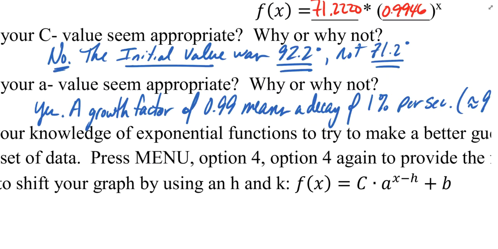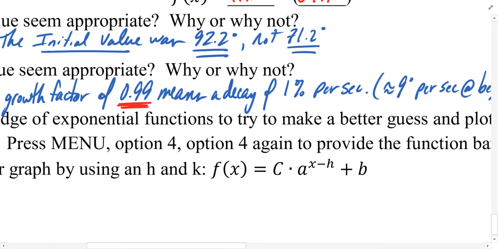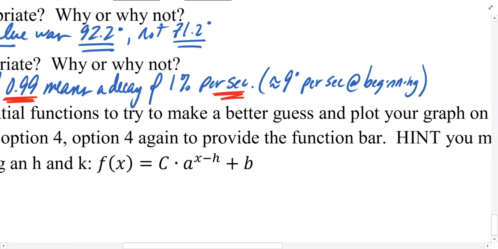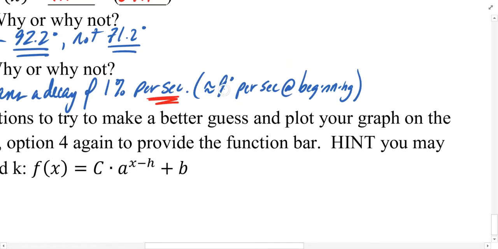Now, without being influenced by the graph that we saw, I would argue that the a value does seem okay. It's hard for me to tell if it's perfect or not, but it seems okay to me because what I'm thinking of is that a growth factor of 0.99, since it's smaller than 1, since it's less than 1, that means that we're actually decaying. So our temperature is decaying here, which is correct. And a factor of 0.99, which is 99%, means that it's decaying 0.01 or 1% per unit of time, per second in this case. And so this seemed about right to me.